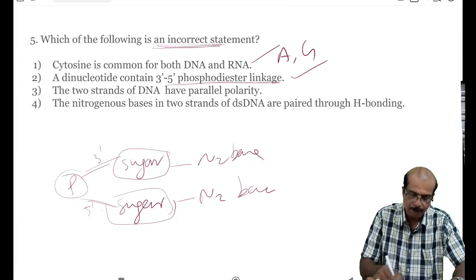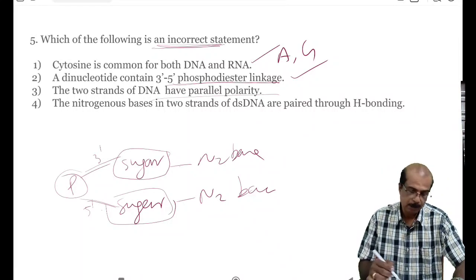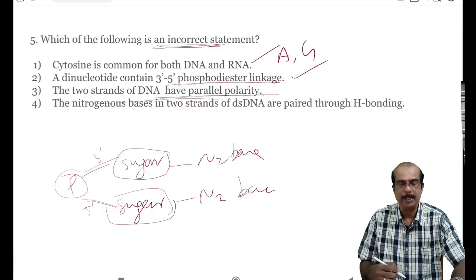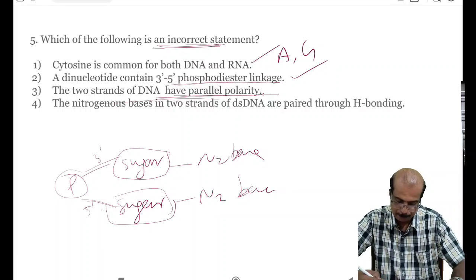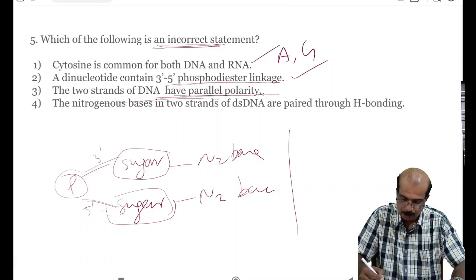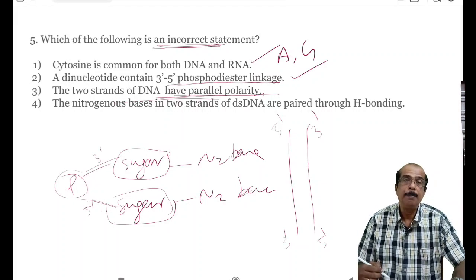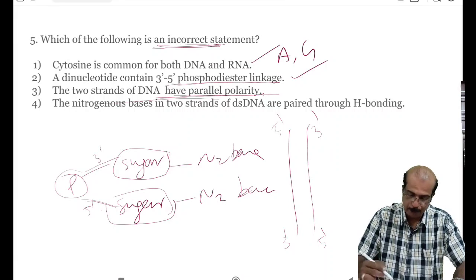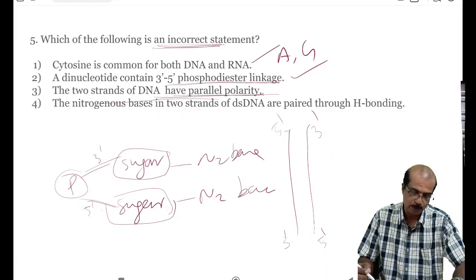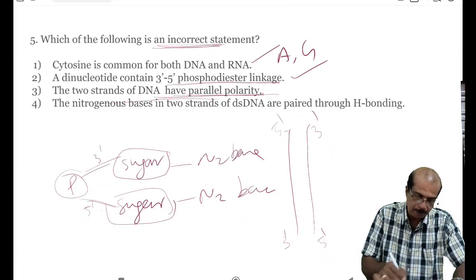The 2 strands of DNA have parallel polarity. If we examine the statement, we know that there is no parallel polarity. The polarity is anti-parallel. That means one strand runs in 5', 3' direction. Then another one 3 prime 5 prime. The two strands are anti-parallel. 3 prime to 5 prime and 5 prime to 3 prime direction. Two strands. So the third option will be our answer, which is a wrong statement.